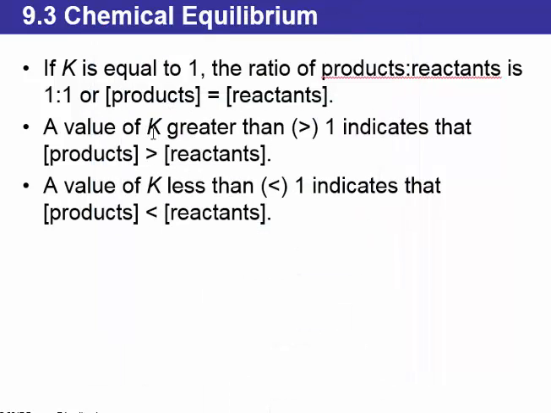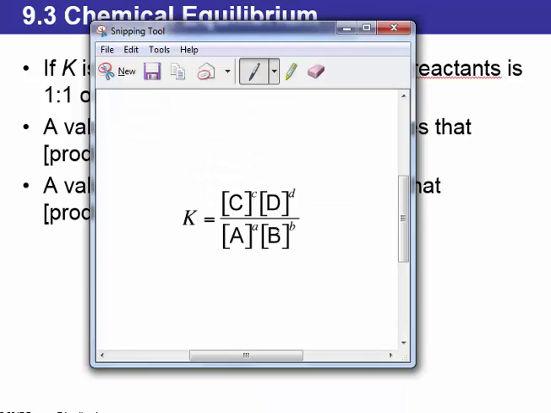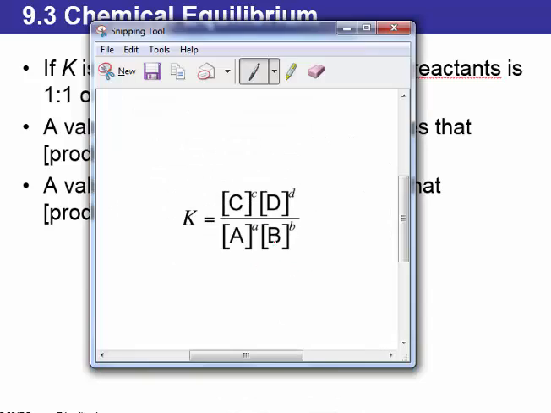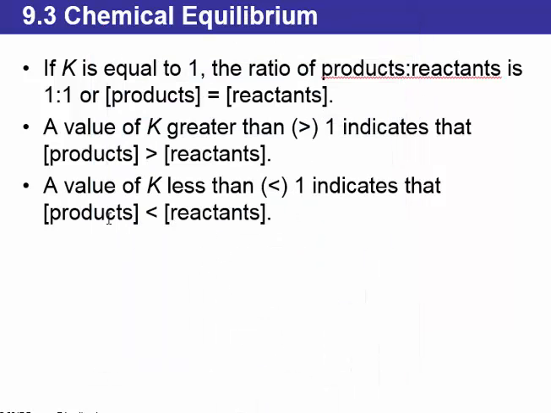If the numeric value of K is greater than 1, that indicates that there are more products than reactants. Remember, products are in our numerator, so if K is a large number, that means the numerator is larger than the denominator, or the concentration of our products is greater than the concentration of our reactants. If K is less than 1, that means the concentration of our reactants, which are in our denominator, is greater than the concentration of our products, which are in the numerator.